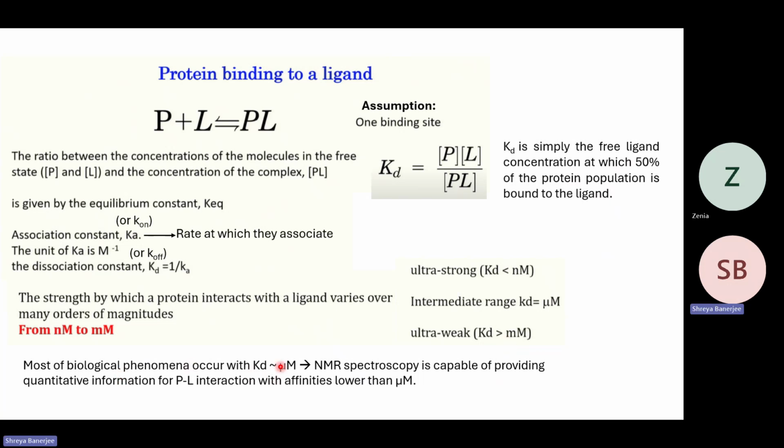Most of the biological phenomena occur with Kd around micromolar, that is in the intermediate range of binding. NMR spectroscopy is capable of providing quantitative information for protein-ligand interaction with affinities lower than micromolar. So that is one advantage of NMR spectroscopy.